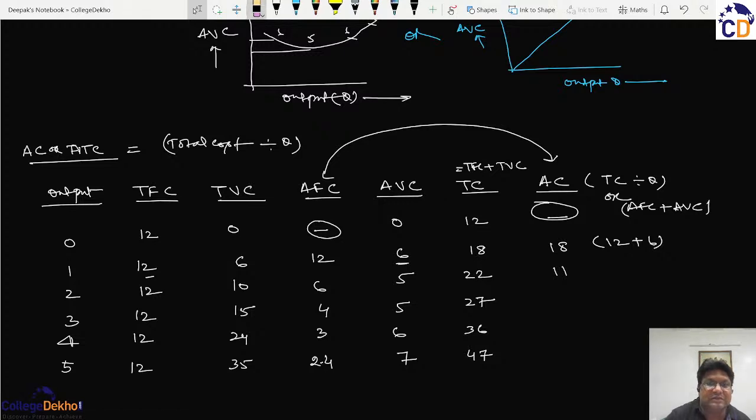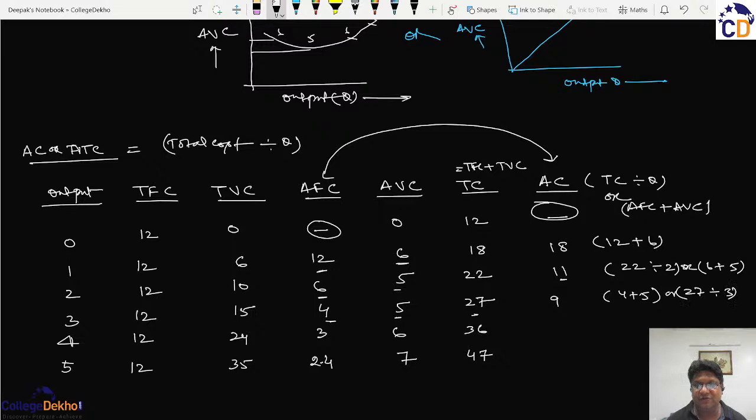इसको मुझे यहाँ से नहीं मैच करना चाहिए, इसको यहाँ से मैच, ठीक है. Similarly 6 plus 5 is equal to 11, or I can say 22 divided by 2, or 6 plus 5. It is coming out to be 9. 4 plus 5 or 27. So it is 4 plus 5 or 27 divided by 3.